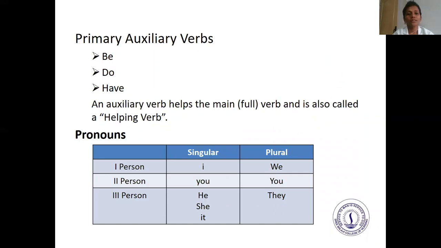The primary auxiliary verbs, the helping verbs, are be, do, and have. I've taught you the be form of the verb now. Pronouns are categorized into first person, second person, and third person. The singular form of the first person is I, and the plural is we. Second person is you, and the plural is also you. When you want to talk to more than one person, you use the subject you. And he, she, it is the singular form of the third person pronoun, and they is the plural form.